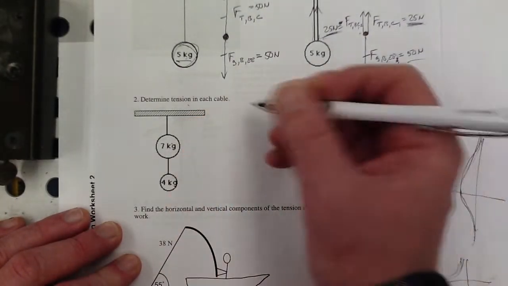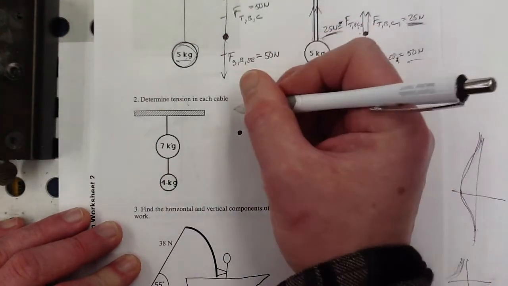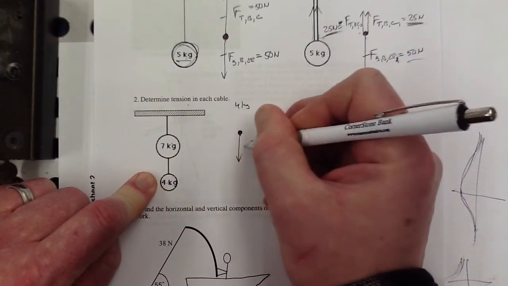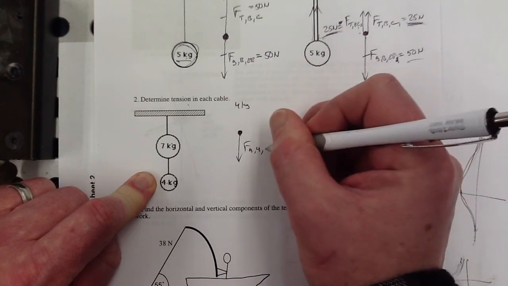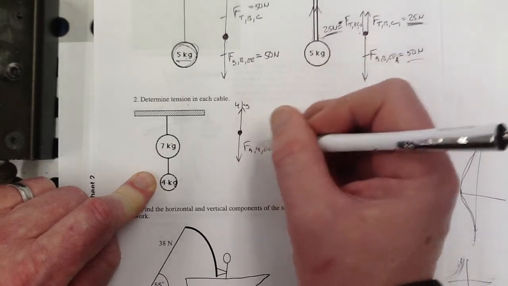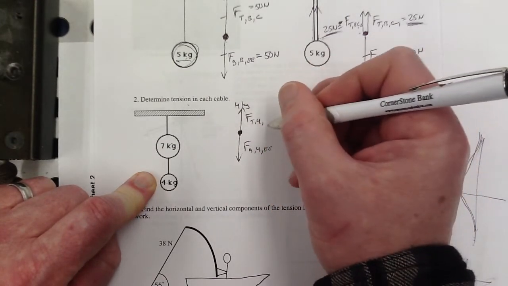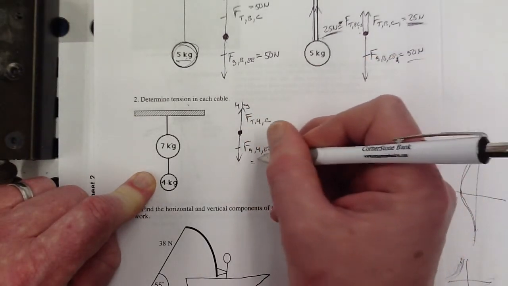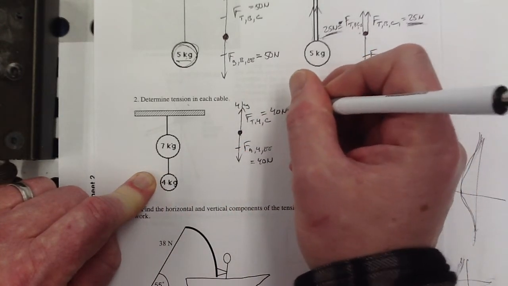These are 2 different things, so I need to make diagrams for each of them. I'll start with the 4 kilogram one. So here, force of gravity on the 4 kilogram one from the entire Earth, and it's not moving, so the force of tension on the 4 kilogram ball from the cable. And this is 40 newtons, 4 times 10, and so that must also be 40 newtons.